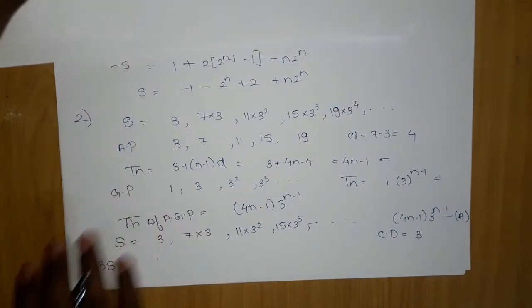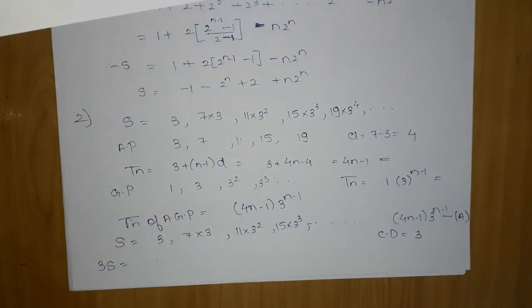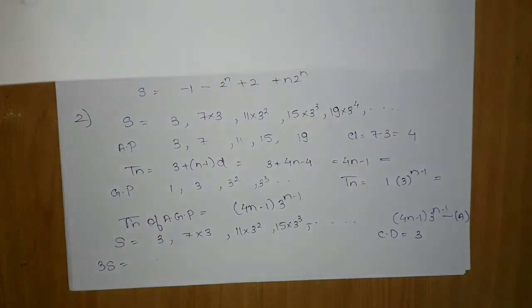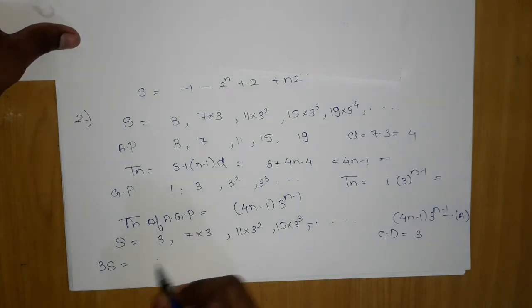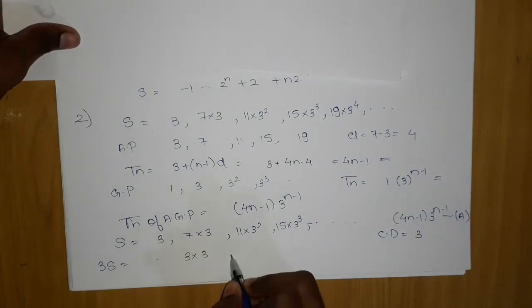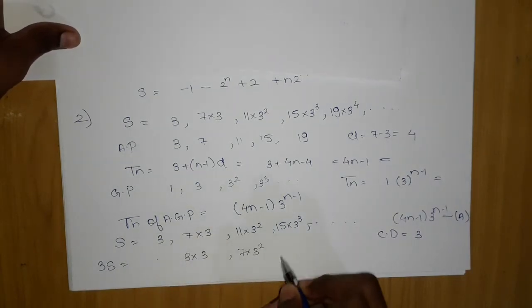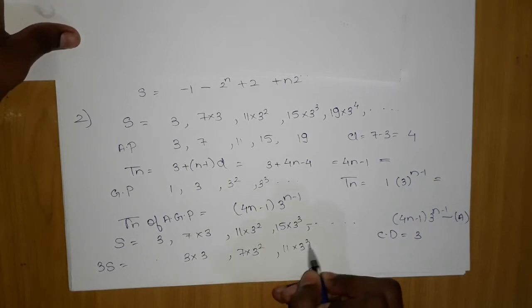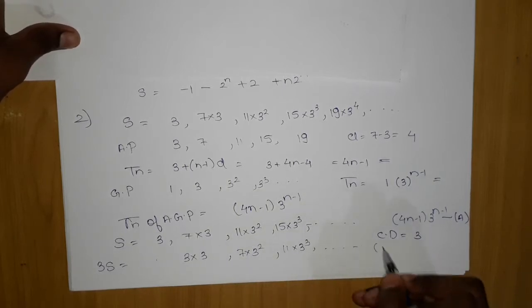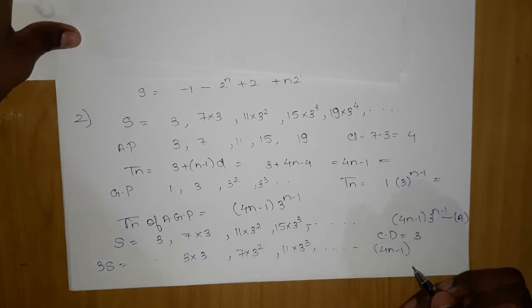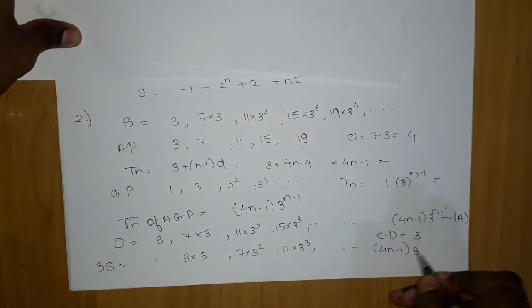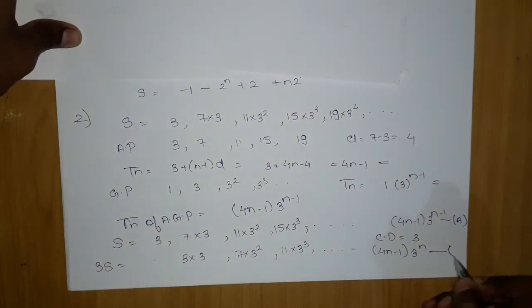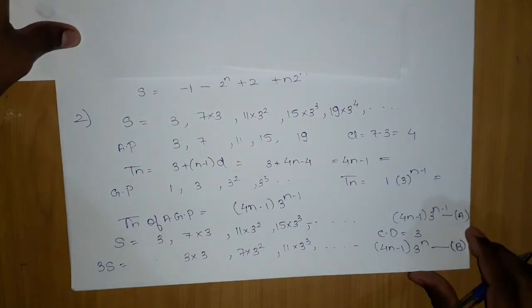So what are we going to do? Wait, did we make any mistake? Okay, no. This will be 3 into 3. This will be 7 into 3 square. This will be 11 into 3 power 3, and so on. What will be the last one? (4n minus 1) into 3 power n. We will call it B.